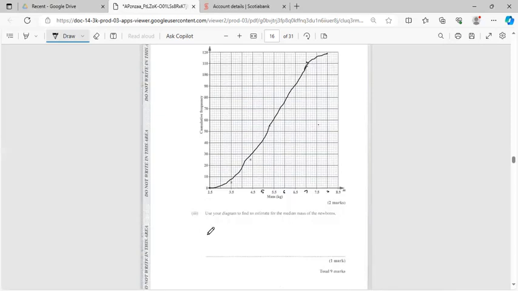Alright, it says use this diagram to find the estimate of the median mass. So we can literally count how many of these we have. So we have 1, 2, 3, 4, 5, 6, 7, 8, 9, 10, 11, 12. So we just go to 6 and read off the top of the graph, which is 1, 2, 3, 4, 5, 6. So the median mass would be 5.5.